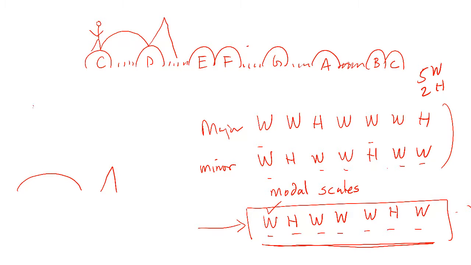Now, how would we spell it in the scale? Because we don't want to go C, D, D sharp. E flat. E flat, exactly. So the D sharp doesn't make any sense. E flat is how we'll spell it.